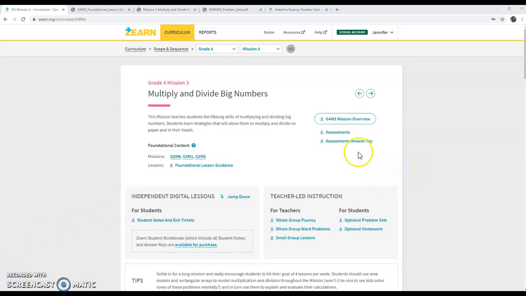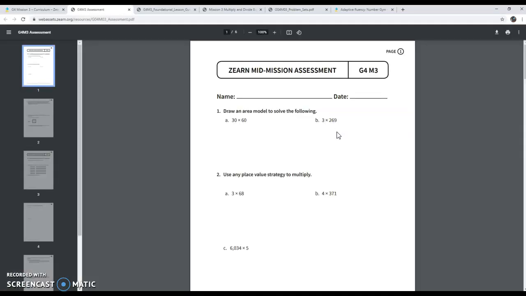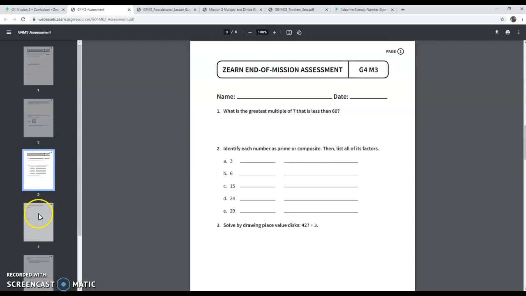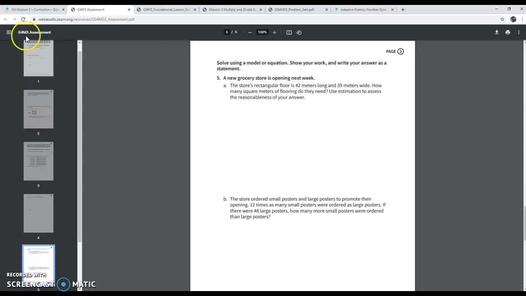Teachers using Zearn can also access assessments that are standard-based and designed around all of the content that was covered in the guided practice and independent practice opportunities, as well as the optional problem sets that were offered.